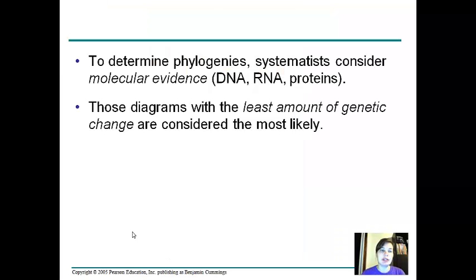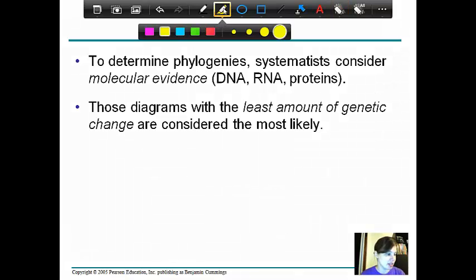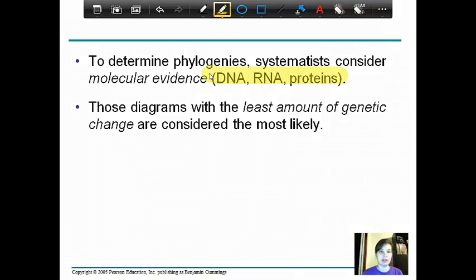Okay, so just a couple of wrap-up things of how we do these trees and really make sense of them. In order to determine phylogenies, so to make these phylogenetic trees, the scientists who do this, the systematists, have to consider the molecular evidence. We're looking at mostly DNA, RNA, and proteins. Whereas if we were doing taxonomy, like kingdom, phylum, class, order, species, all of that, you look at more of what they physically look like, their morphology.